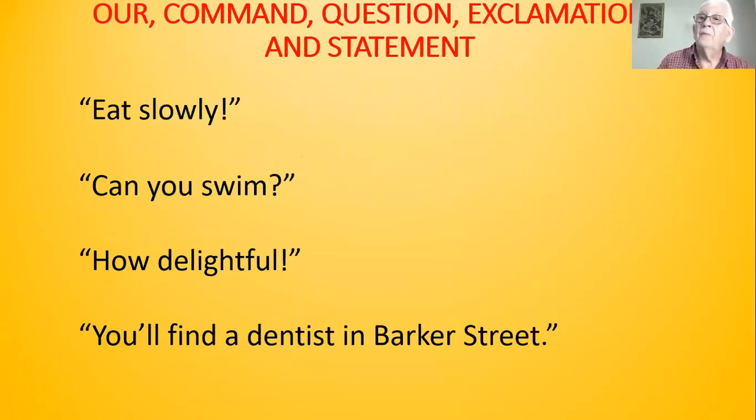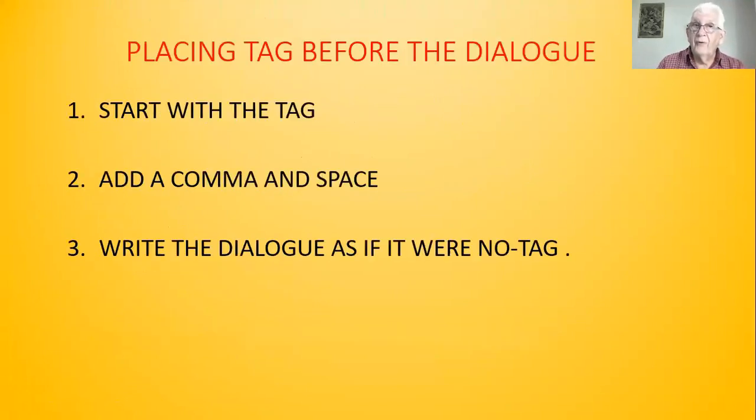There they are, our familiar sentences, the 4 different types of sentences. When you place the tag before the dialogue, first, you start with the tag. That makes sense. 2, you add a comma and a space, and then you write the dialogue, just as if it were no tag at all.